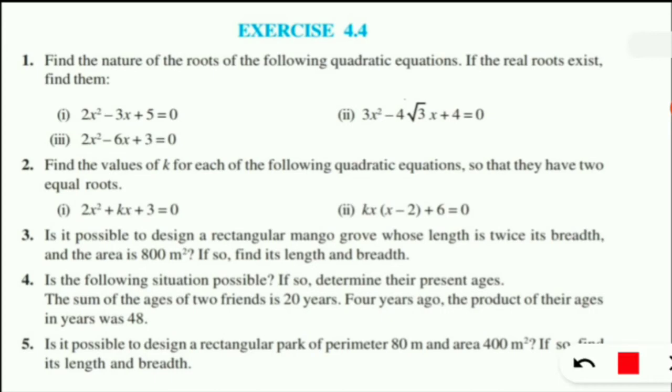Now exercise 4.4, question number 1. Find the nature of the roots of the following quadratic equation. If the real roots exist, find them. Okay, so the first one is 2x square minus 3x plus 5 equals 0.